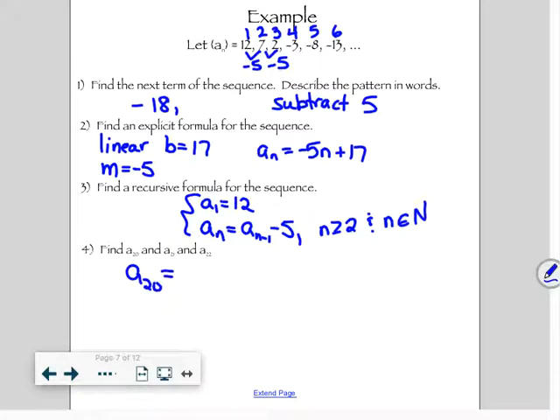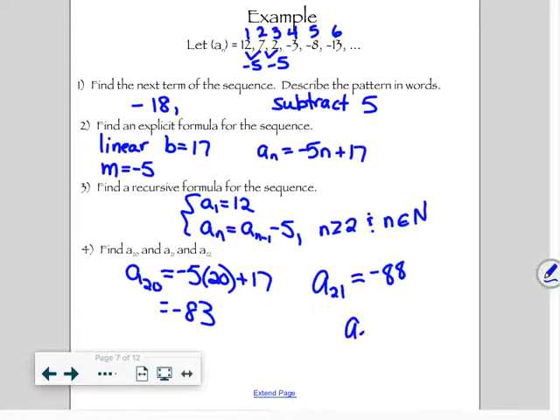If it says find a sub 20, I'm going to plug it into the explicit formula. And I got negative 83. But then I flipped to the recursive and said, okay, if I want 21, I just subtract 5, and I get negative 88. Subtract 5, and I get negative 93. So do you see how I use both explicit and recursive to do this? Do you see if I did explicit on these two, that's a lot more work than I needed. All right, questions so far?